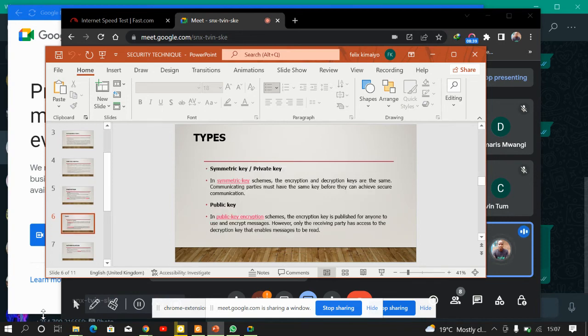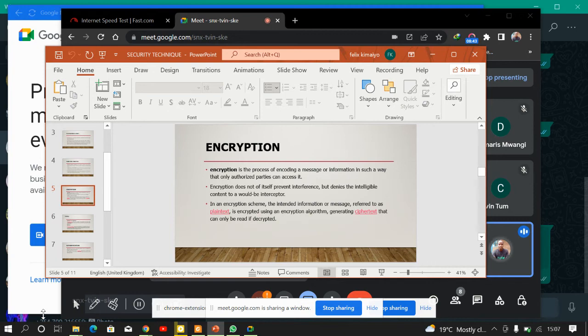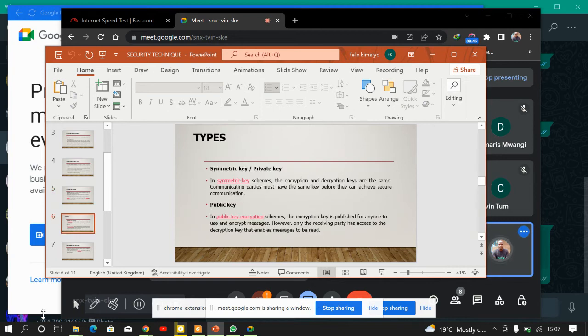Now let's look at types of encryption. The first one is private key, which is a symmetric scheme. The encryption and decryption keys are the same. The one used to encode the message when sending is the same as the one used when decoding the message.